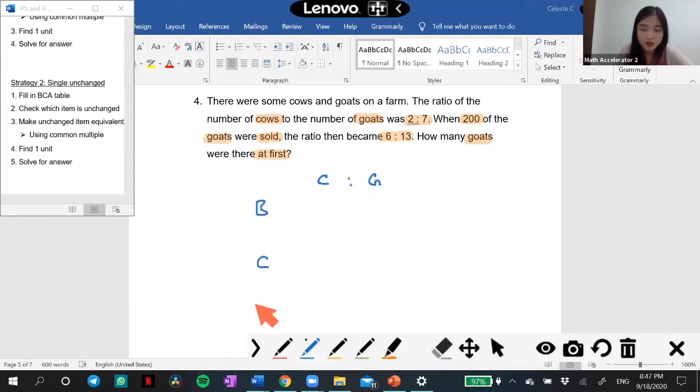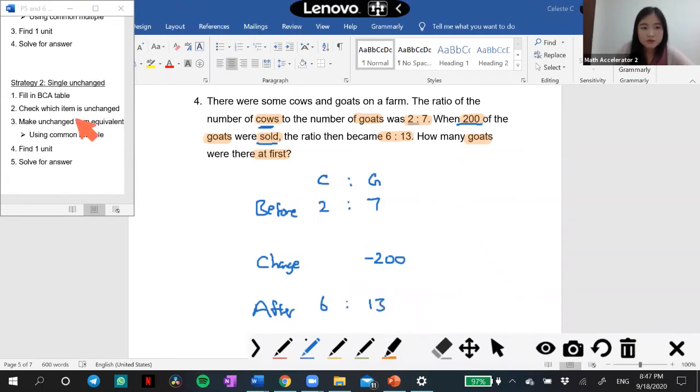Before, change, after. Before it was 2:7. The change: 200 goats were sold. Minus, right? You sold them. Minus 200. In the end, it became 6:13. Right? Is the after 6:13.